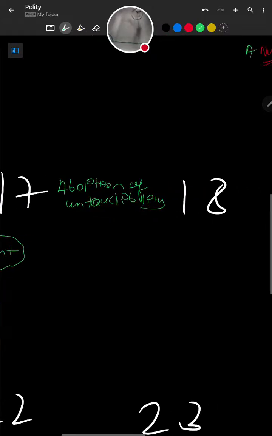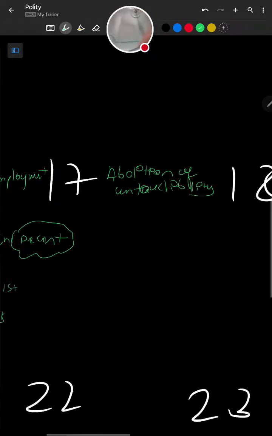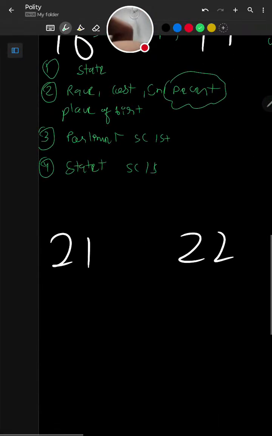Now 14 till 18 was the equality part. The last one, 18, is abolition of titles. So normal citizens can't use titles and all that. They are specifically reserved. That is 14 till 18. Now from Article 19 till 22 is the freedom part.